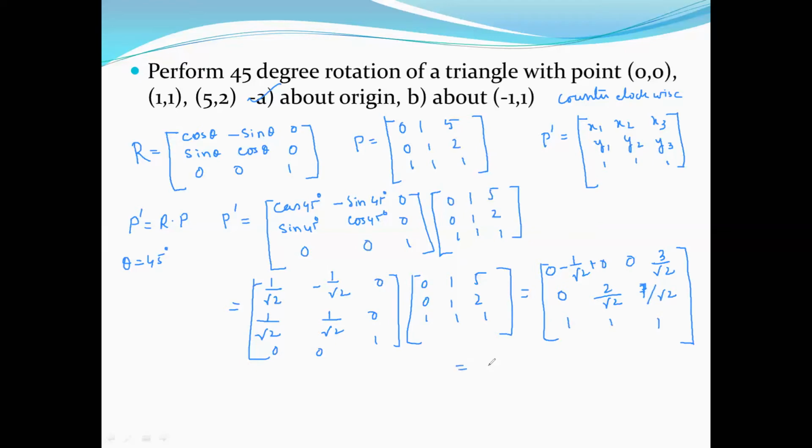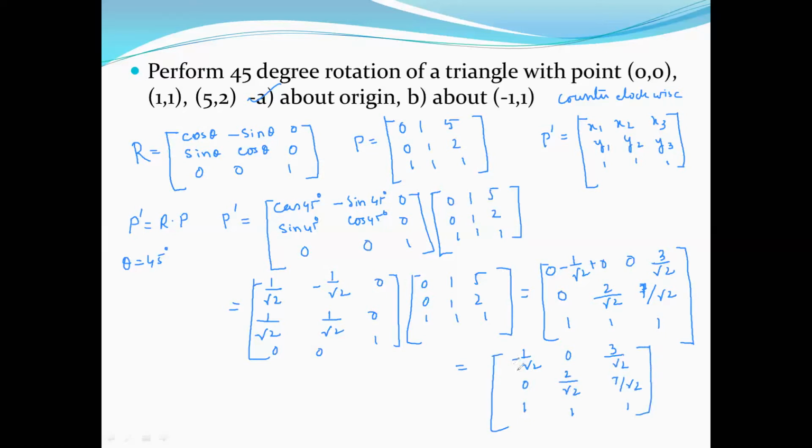So after performing the rotation operation, the answer will be minus 1 by root 2, 0, 1, 0, 2 by root 2, 1, then 3 by root 2, 7 by root 2, 1. So now if you convert it, you will get the points.